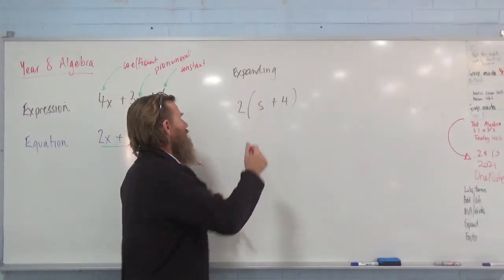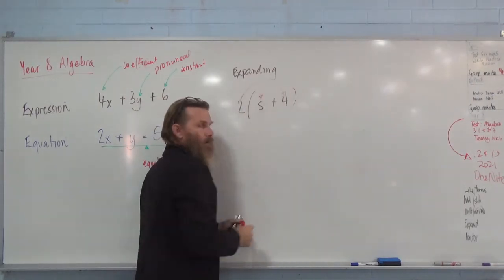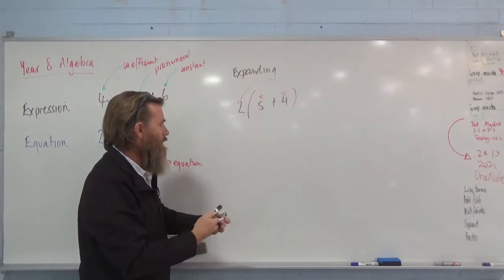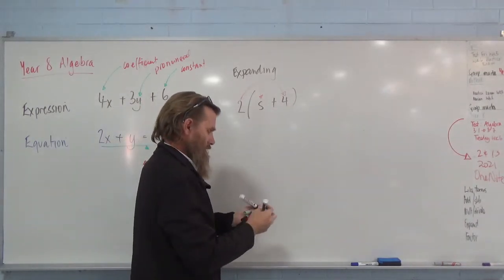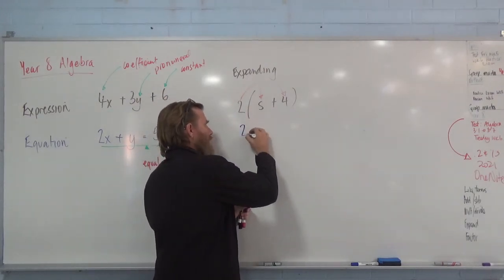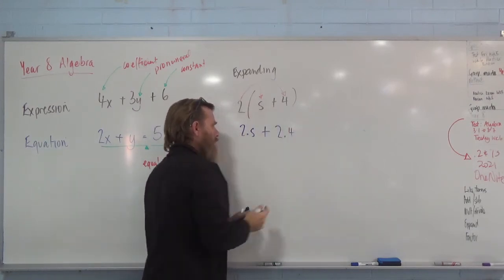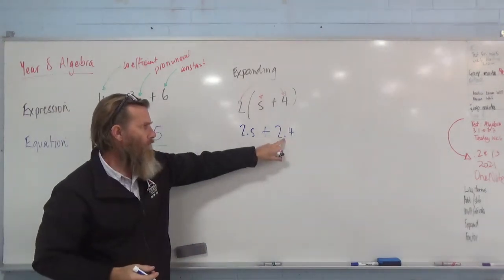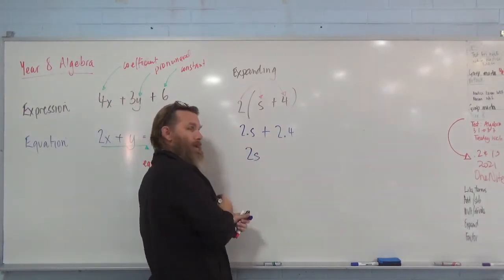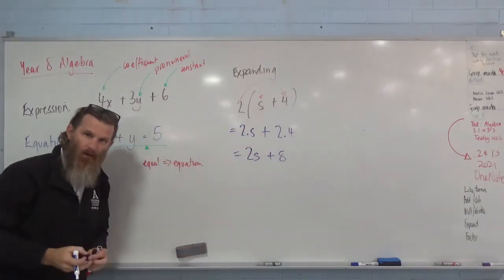So this is what we do. We multiply the 2 into the bracket. We multiply 2 by every part of the bracket. So therefore my question really becomes, oh, I need more hands to hold pens. The question really becomes 2 times s plus 2 times 4. Remember, this means multiply. If it was up here, it would be 2.4. 2 times s, I can just write that as 2s. 2 times 4 is 8. There we go. We've expanded the brackets out.